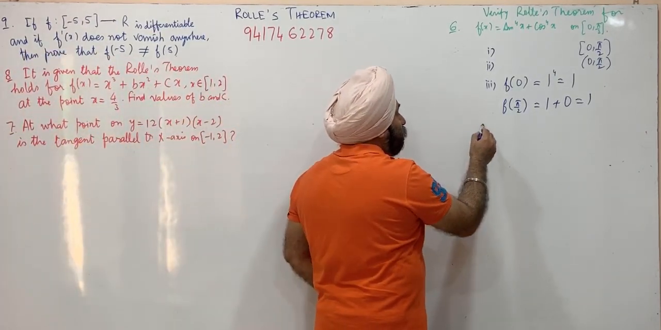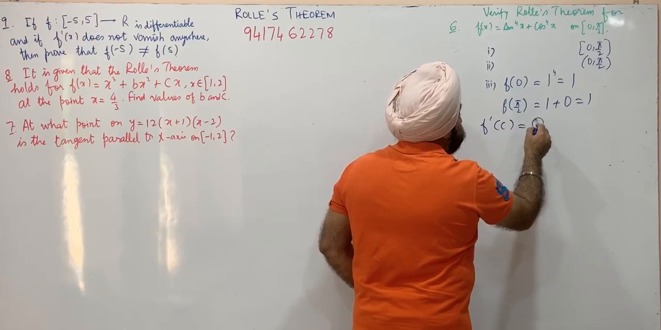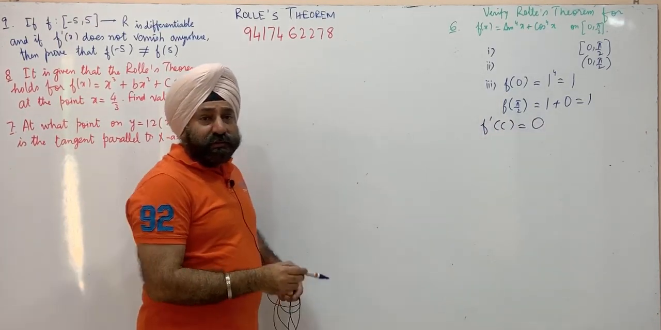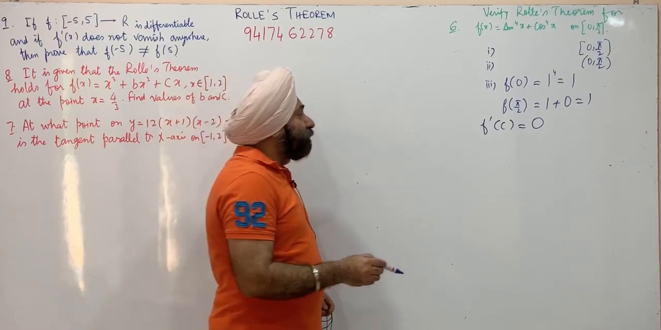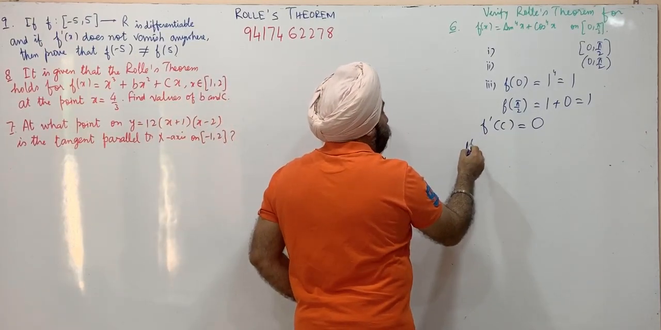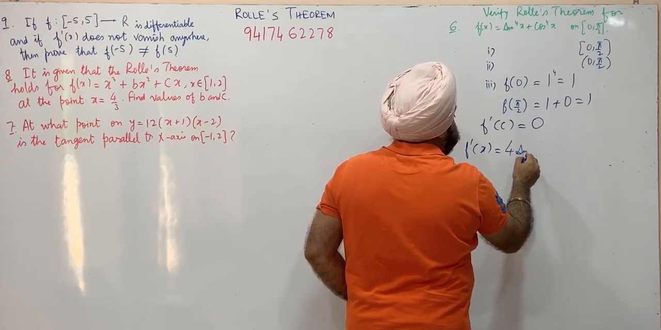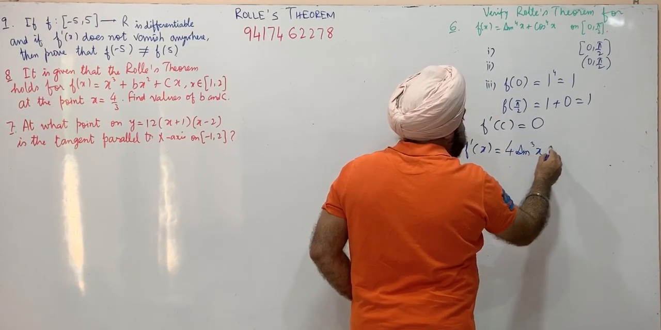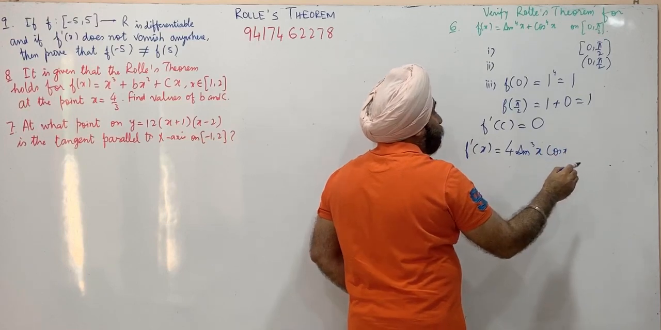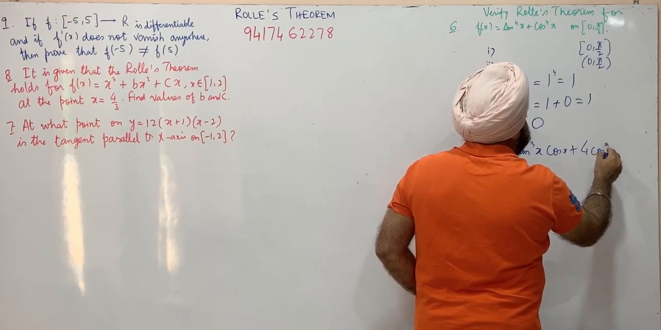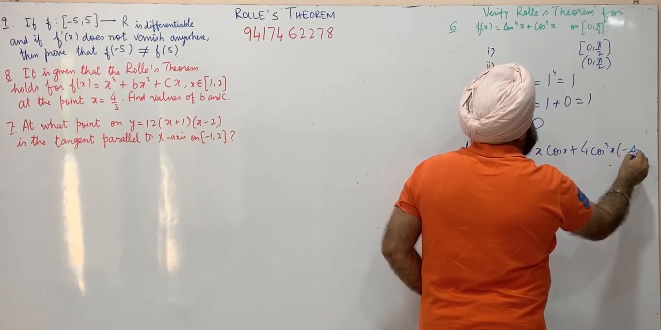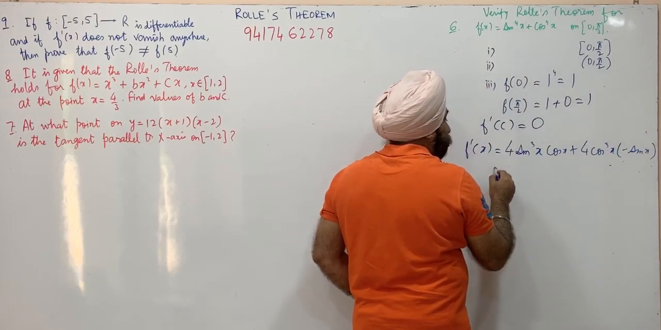So what is the result of Rolle's theorem? That f dash of c is equal to 0. This result will give us the value of c. So before this we find f dash of x. The derivative of sin raised to power 4 x is 4 sin cube of x into the derivative of sin x, which is cos x, plus 4 cos cube of x into the derivative of cos x, which is minus sin of x.